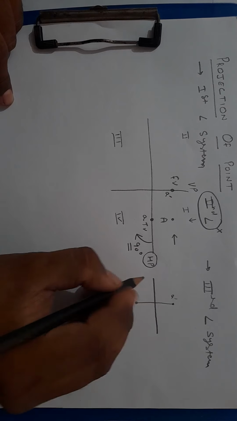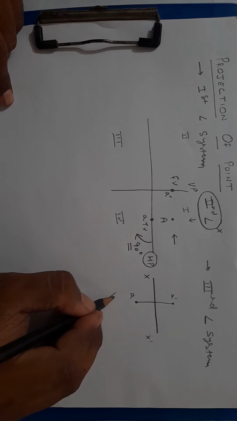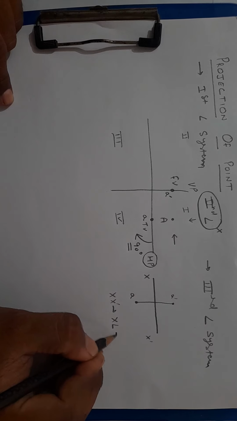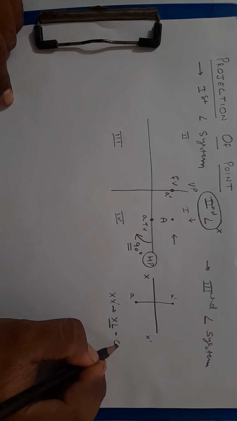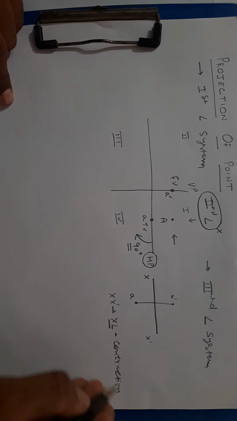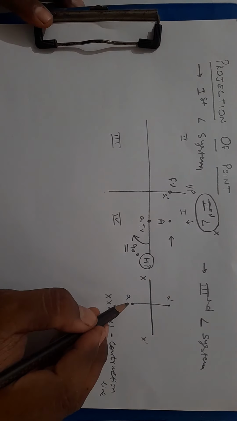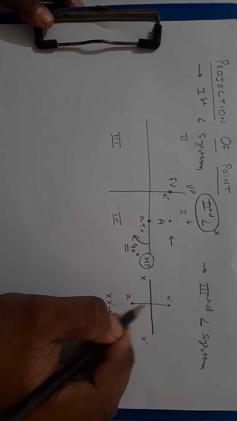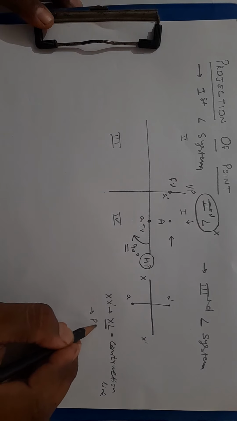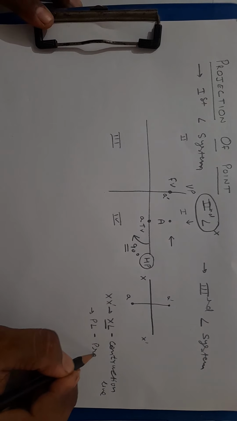Now in the final view, this is X dash. This X dash is also known as XL, which is the abbreviation of construction line. And the line joining A dash and A is abbreviated as PL, projection line.